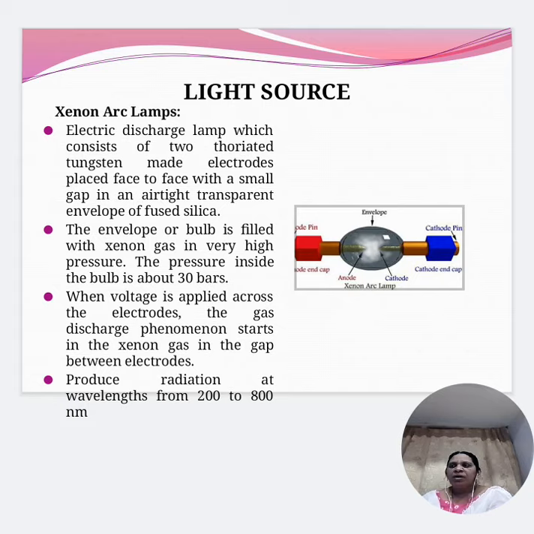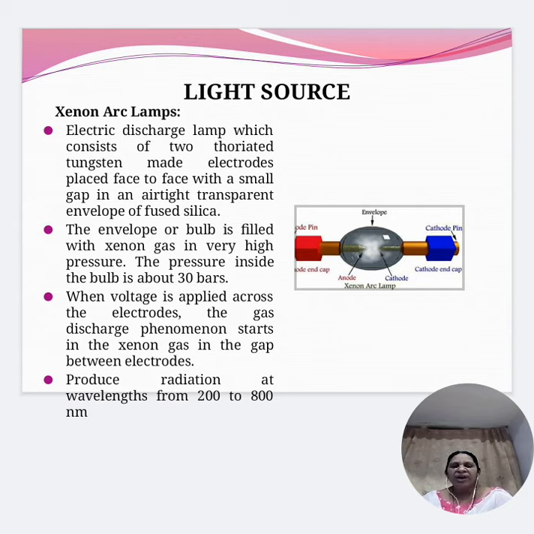So how does the discharge take place when voltage is applied across the electrodes? The free electrons present in the envelope get accelerated due to the applied field, and they collide with the xenon atoms. Due to these collisions, electrons from the outermost orbit of the xenon atoms get detached from their position and move to higher energy levels. Atoms with electrons at higher energy levels are called excited atoms, and when these electrons return from their higher energy level to the previous energy level, they release photons.